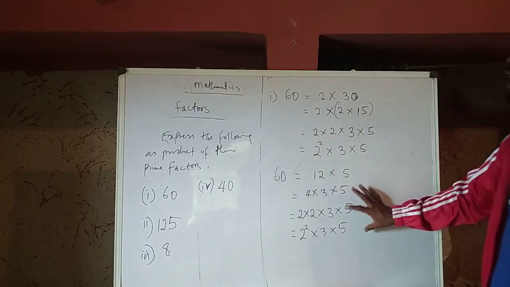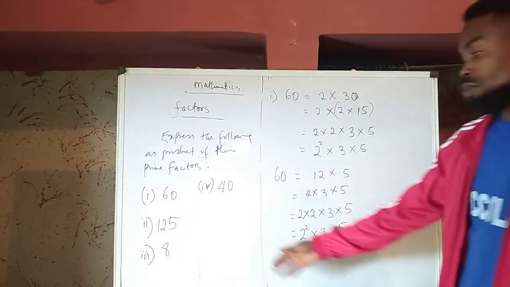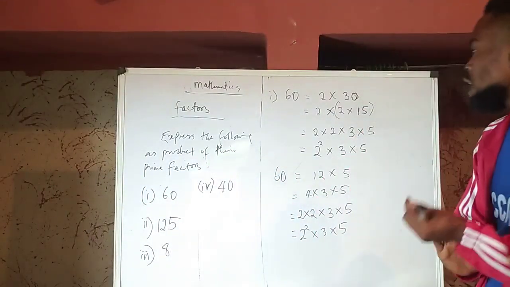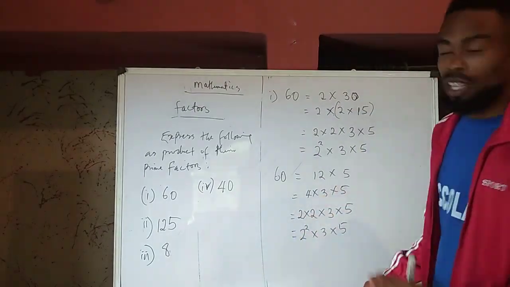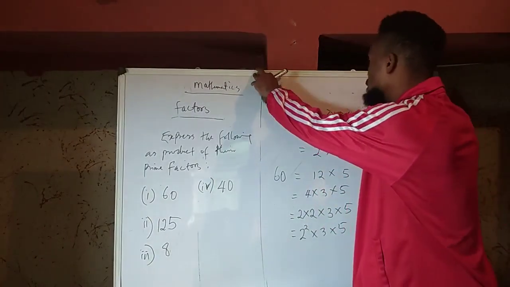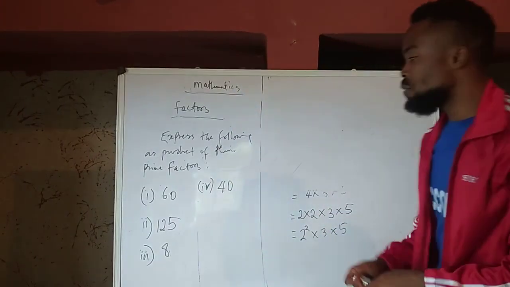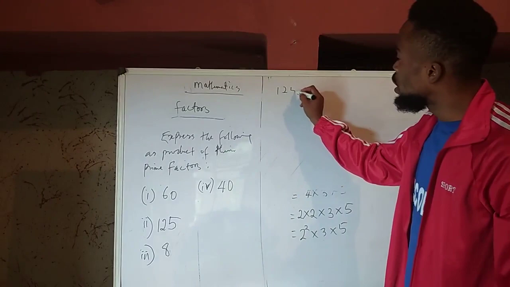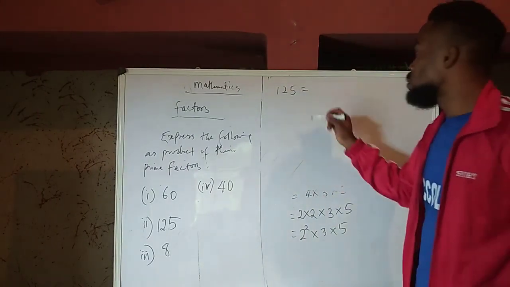Okay, so from what I have done, I am believing that you can do any of those that we have here. Okay, so without a doubt, I'll still have to show you how that could be done. Okay, so let's say we have 125 to express as a product of prime numbers.